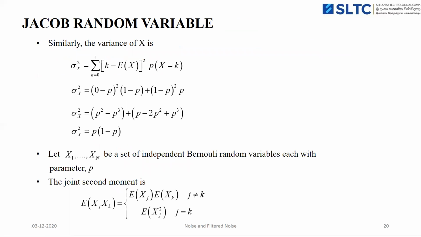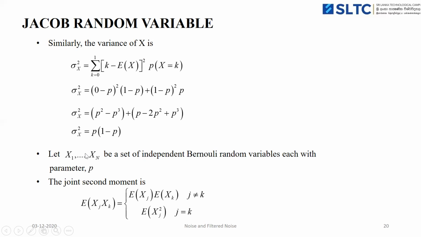Similarly, you can find the variance of the Bernoulli random variable. We can use the same procedure for the variance calculation, but we need to find the variance for the head and the tail, so we apply the summation k varies from 0 to 1. Then substitute the mean value and the corresponding probability function. Finally we get the variance of the Bernoulli random variable equal to p into 1 minus p, denoted by sigma X squared.